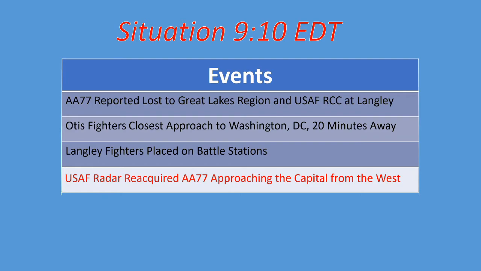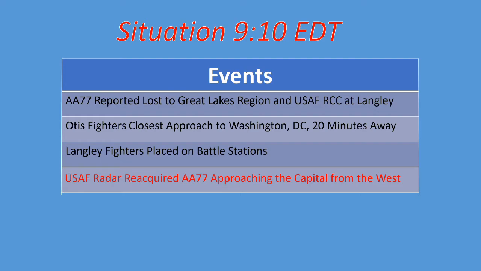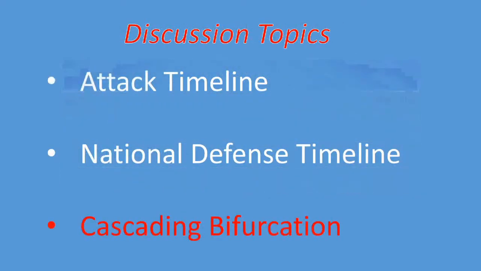Significantly, undetected by Northeast Sector technicians, a joint surveillance system radar reacquired American 77 as a target. Sector surveillance technicians would have noticed immediately if someone had told them to look. The sector, lacking any situational awareness, focused its surveillance effort on the New York and Boston areas. And that concludes the national level story. Chaos prevailed. We now turn to Cascading Bifurcation to find out why that was so.